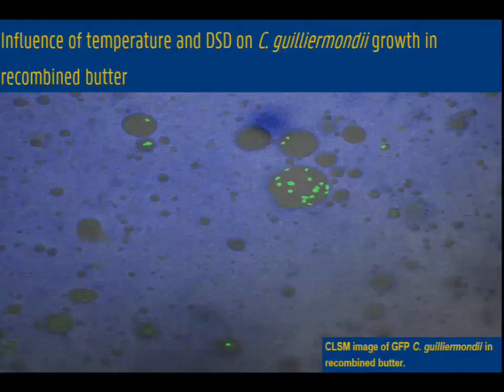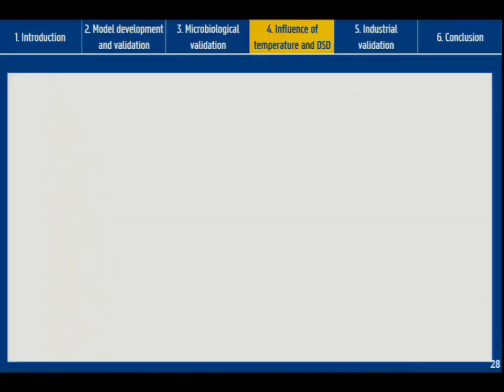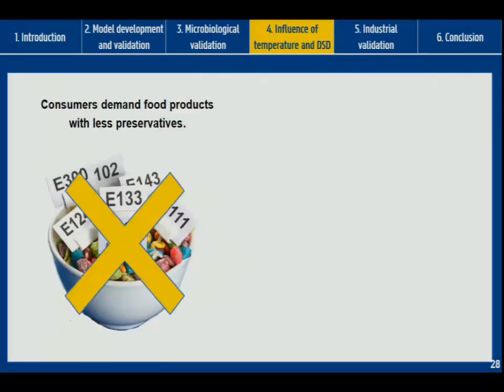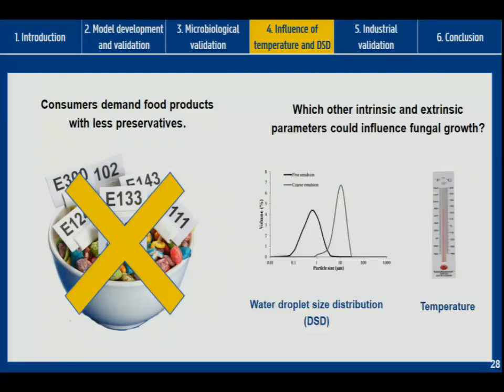Next, we wanted to investigate other factors. So the influence of temperature and DSD on Candida guilliermondii growth in recombined butter. Why did we want to do this? Because consumers demand food products with less preservatives. How? We wanted to understand which other intrinsic and extrinsic parameters could influence fungal growth. So we chose to investigate the influence of water droplet size distribution, or DSD, and temperature.